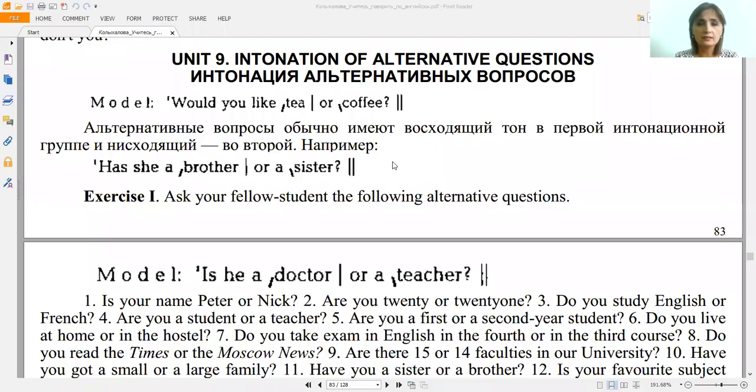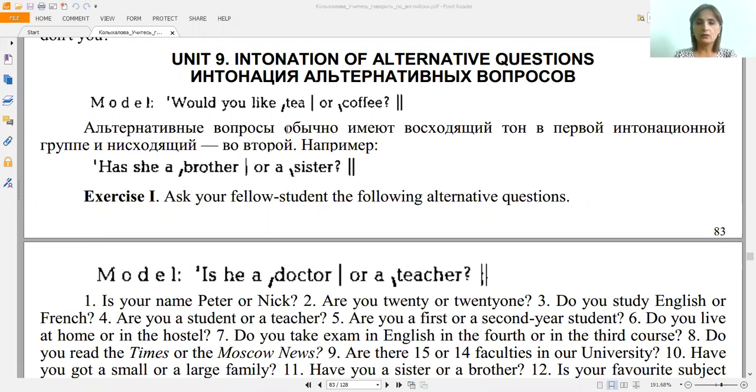And let's continue with the alternative question, and I will share with you the exercise. For example, intonation of alternative questions. Here a model sample sentence is given. Would you like tea or coffee? Here you can see that the stress marks are put. Ready, one.